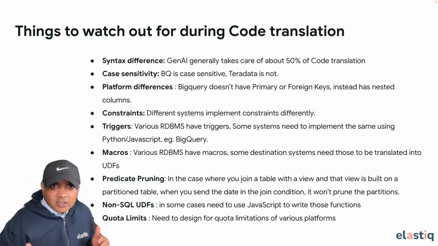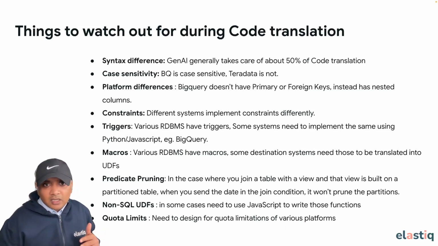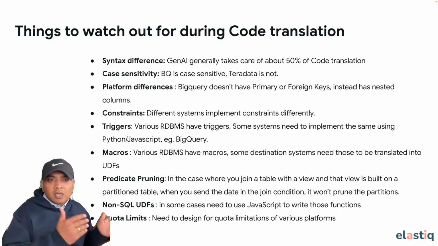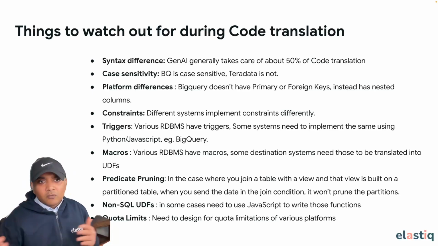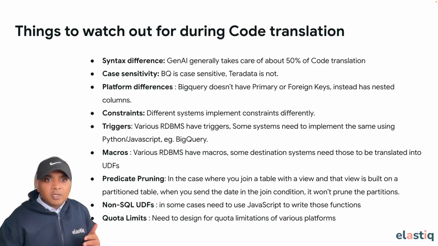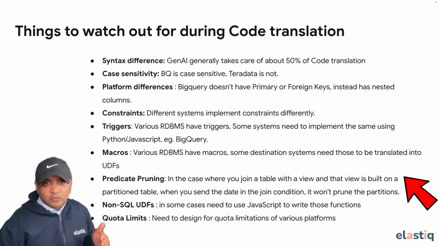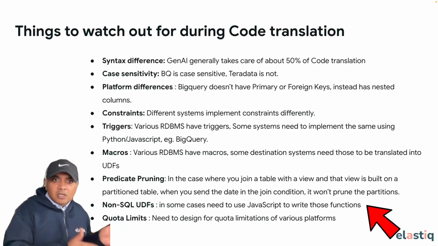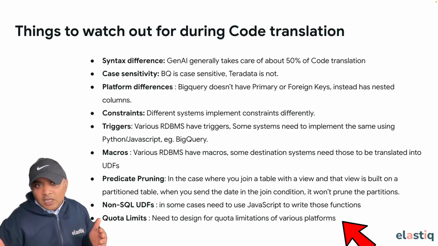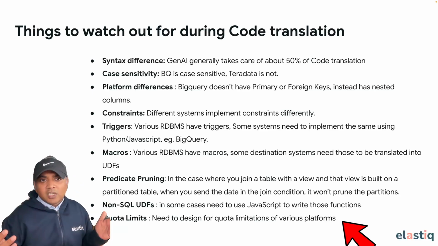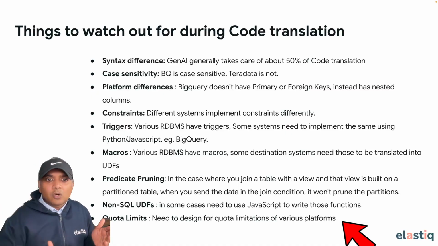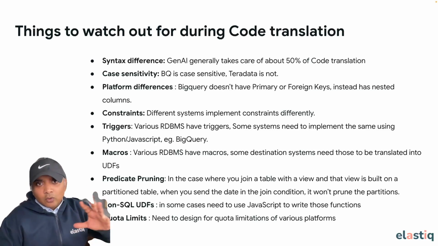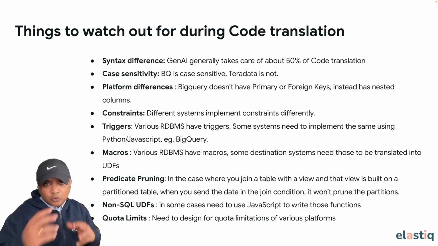Another thing which I don't mention here is indexes versus partitioning and clustering. So many other systems have indexes. BigQuery has partitioning and clustering. So if you're moving, let's say, from Teradata or a SQL Server to BigQuery, you have to figure out what your partitioning and clustering strategy is going to be. And accordingly, you have to make sure you design your system to make sure there is adequate predicate pruning. You have to figure out how to translate the non-SQL UDF functions. You also have to take care of quota limits when translating. Certain queries might need to be rewritten to make sure that they don't violate the quota limit when you're running them on BigQuery. So these are some of the things that we have to take care of when translating the code from a legacy system to a modern data warehouse.